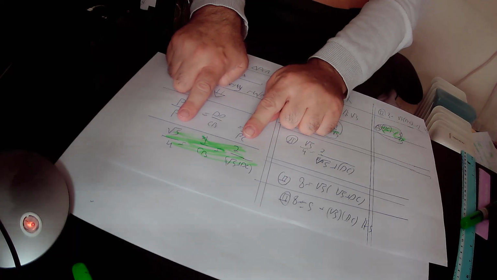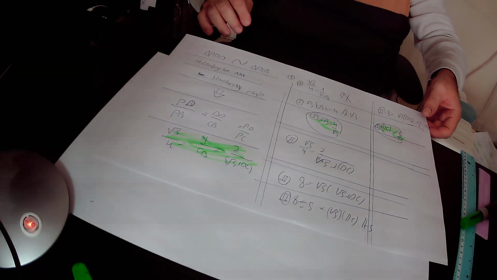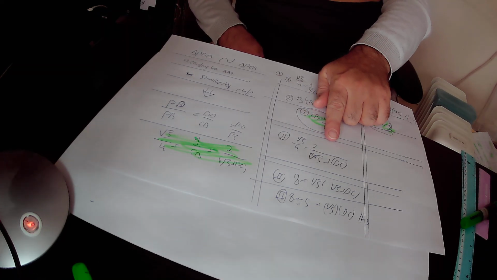Those two sides of the equation are equal to each other, therefore we get equation 2 from those two sides. According to equation 2, square root of 5 over 4 equals 2 over square root of 5 plus DC.